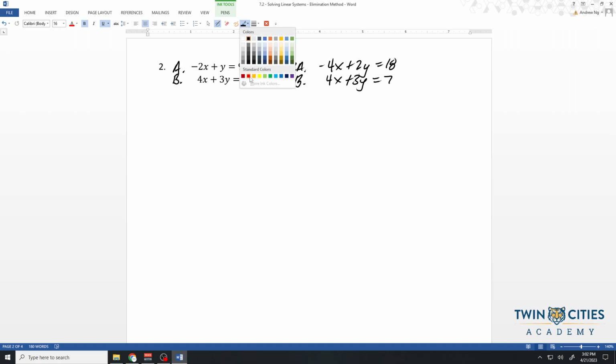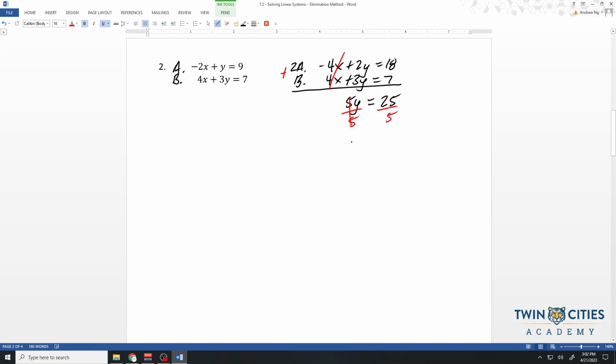Now they're exact opposites. If they're the same sign, subtract. If they're opposites, add. So I'm going to add these together. Negative 4x plus positive 4x, that'll go to 0. Then 2y plus 3y, this will make 5y, is equal to 18 plus 7 is 25. Divide both sides by 5. And you'll find that y is equal to 5.